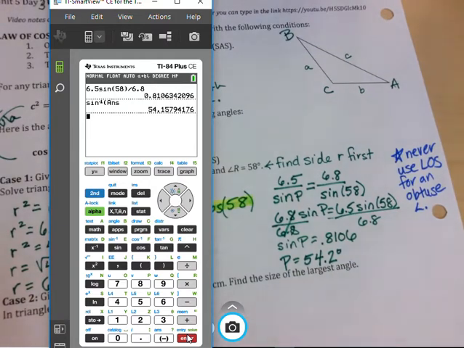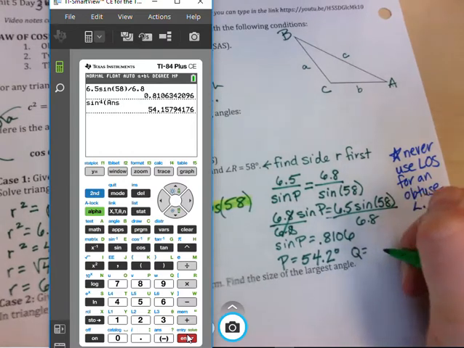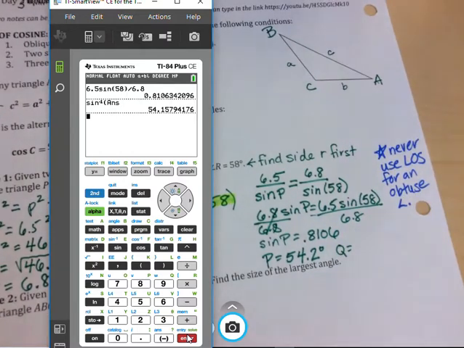All right, so I said I'm not going to find angle Q with law of sines. How can I find angle Q now? Just subtract the two angles. Yeah. So Q is going to be 180 minus the angles that I found.